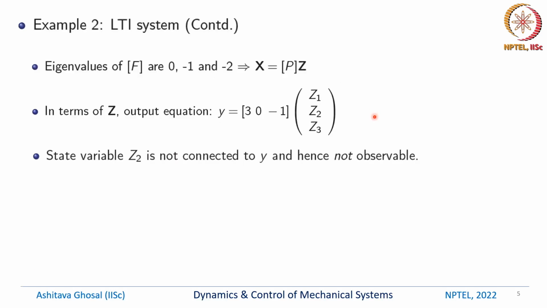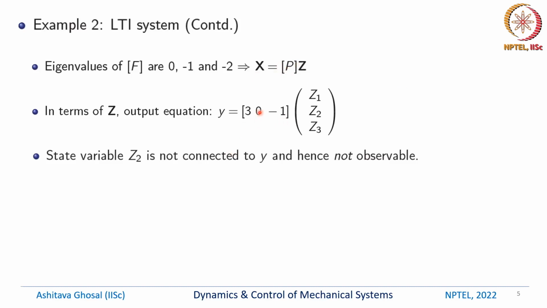So let us continue with the previous example of that LTI system, and let's find out why it is not observable. The eigenvalues of F we can compute are 0, minus 1, and minus 2. So we make a transformation x equals P into z, and then we rewrite the state equations and the output equation in terms of z. The output equation in terms of z will be y equals 3, 0, minus 1 into z1, z2, z3. So y is equal to Hx, so it will be H into P into z, and H into P will give you 3, 0, minus 1.